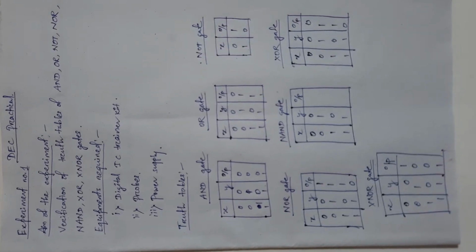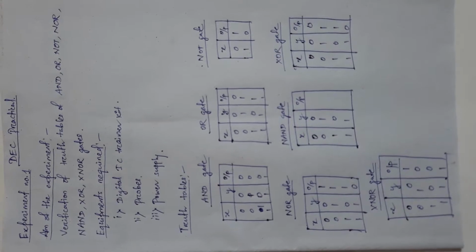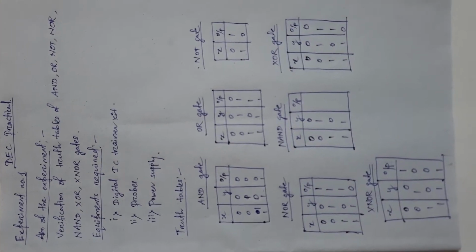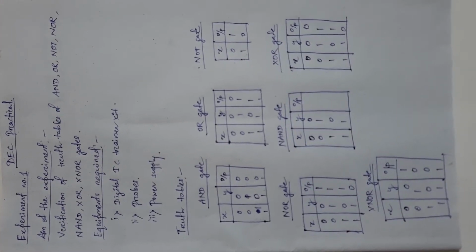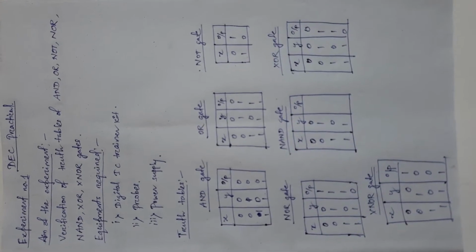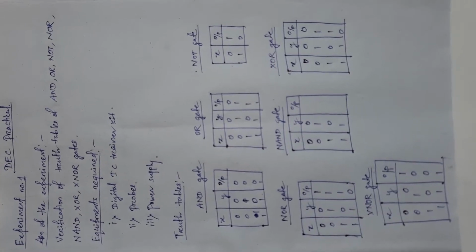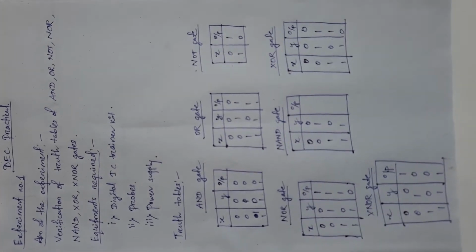Good morning students. Today we will do the first experiment of digital electronic circuits, that is verification of truth tables for AND, OR, NOT, NOR, NAND, XOR and XNOR gates. The theory has already been taught to you, and today we will verify truth tables only.